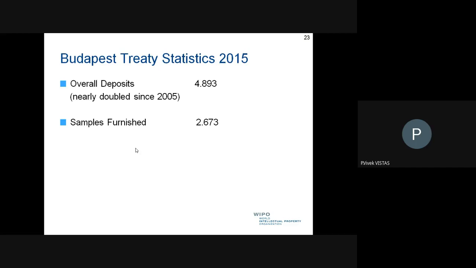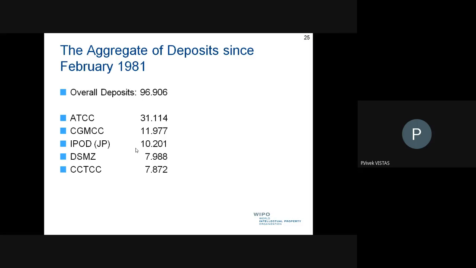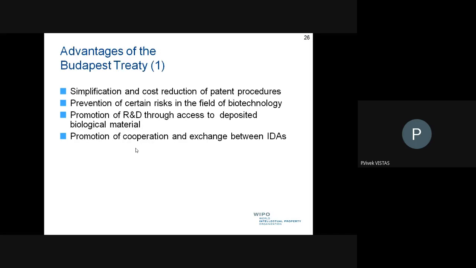So statistics: overall deposits since 2005, 4,893. Samples furnished is 2,673. It was general statistics about the Budapest Treaty. So these are some of the statistics. The aggregate of deposits since 1981, overall deposit 96.9. Likewise, several categories are there, several IDAs are there. According to that, they are given the statistics.